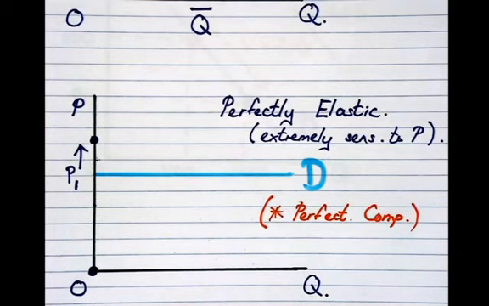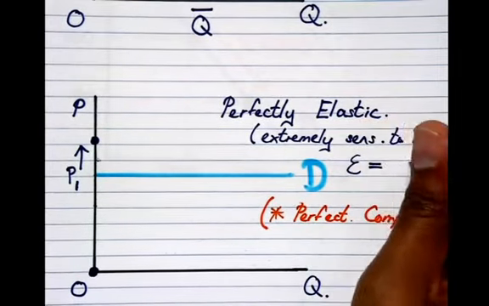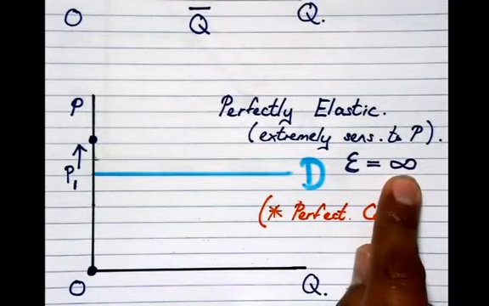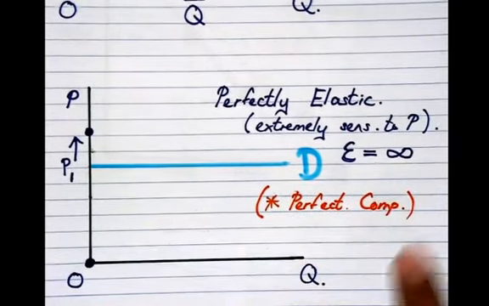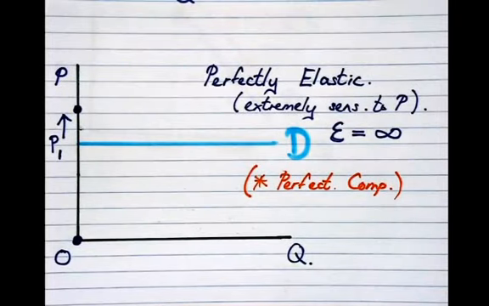Okay? It's very sensitive to the price. So we say that elasticity is, what's that symbol? Infinity. It's extremely sensitive to the price. Elasticity in numerical terms is infinity. Now the special demand curve on top of page 13 we'll come to later.